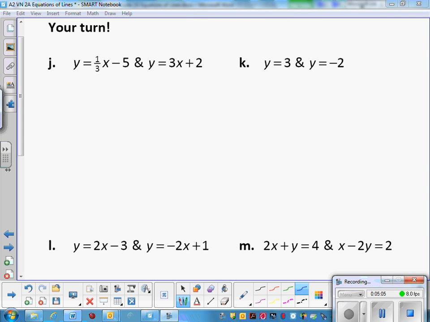All right, so now it's your turn again. Give it a try and determine if these are parallel, perpendicular, or intersecting. Then turn the video back on.